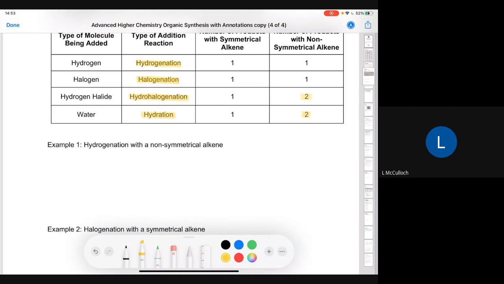For our first example, we are going to look at hydrogenation with a non-symmetrical alkene. I'll use this as a point at which I can talk about what a symmetrical alkene is versus a non-symmetrical alkene. It literally is just, does it have a line of symmetry down the middle? So let's look at propene, which is a non-symmetrical alkene.